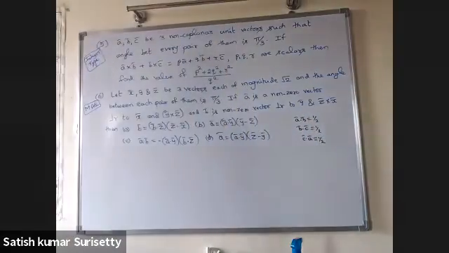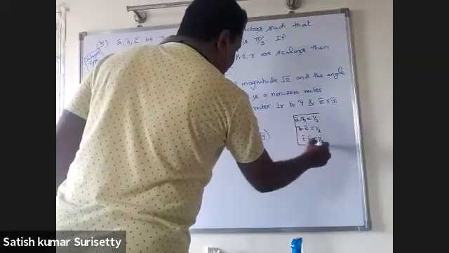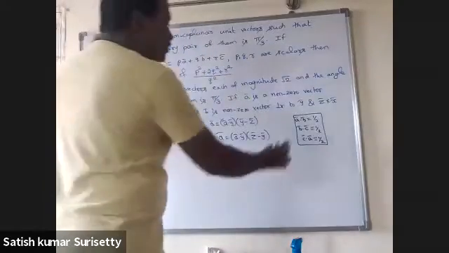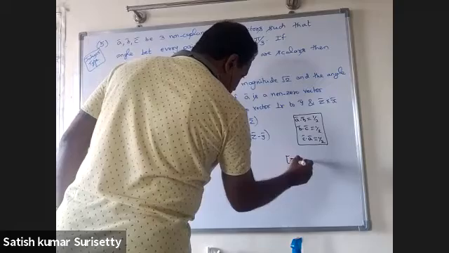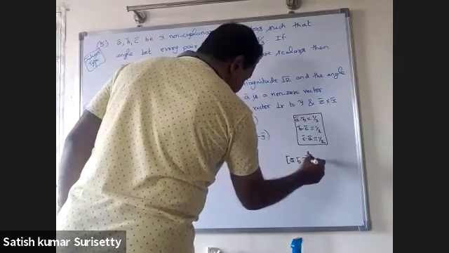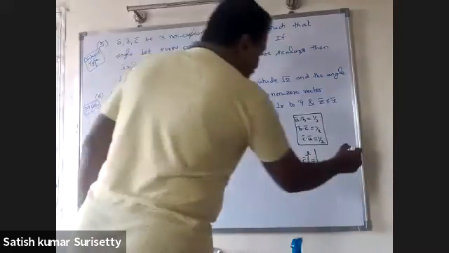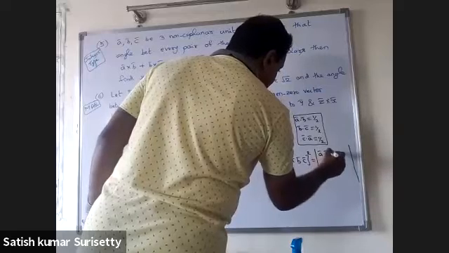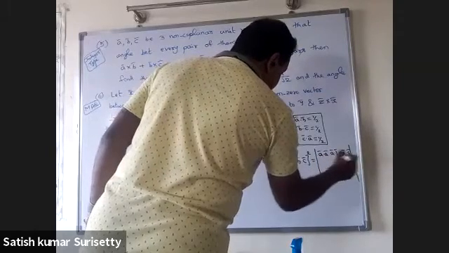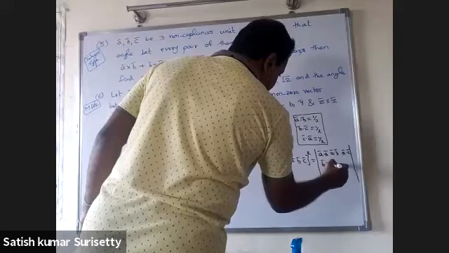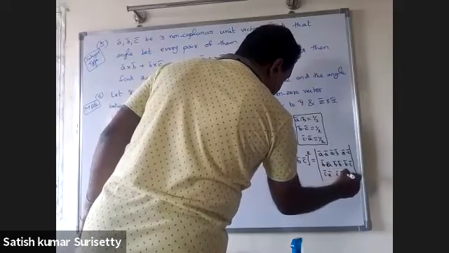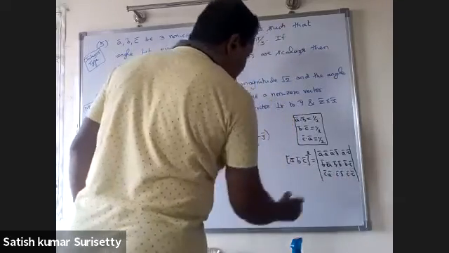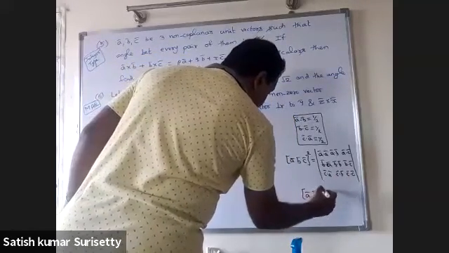Modulus of a bar, modulus of b bar, into cos theta, that is cos 60, 1 by 2. So all are equal to 1 by 2. Using this, you can calculate the scalar triple product of a bar, b bar, c bar whole square equal to the 3 by 3 determinant: a dot a, a dot b, a dot c, b dot a, b dot b, b dot c, c dot a, c dot b, c dot c. That means from this you can get the value of a bar, b bar, c bar.